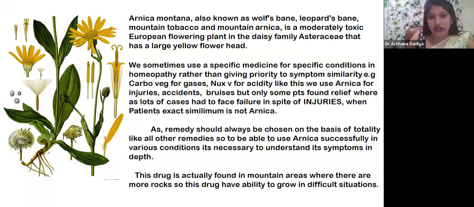Though we practice on the basis of symptoms, with the similar principle of similia similibus curantur, we sometimes don't consider totality. It's easy to give Carbo veg for gases, Nux vomica for acidity, like this Robinia for acidity, or Nux vomica for constipation, Chamomilla for dentition. So this practice is still going on.